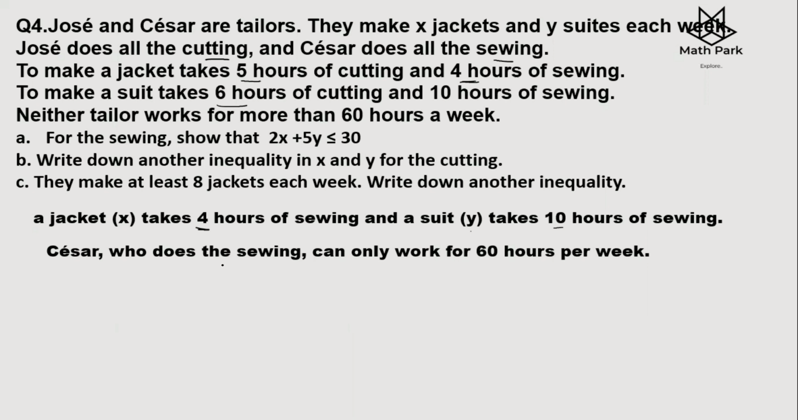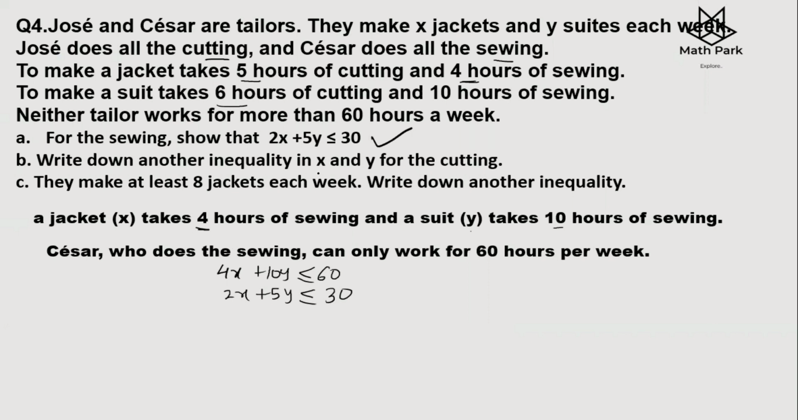So 4 hours of sewing per jacket is 4x, and 10 hours of sewing per suit is plus 10y, and he is working only 60 hours, not more than that. So 4x plus 10y is less than or equal to 60. Divide this throughout by 2. So 4x divided by 2 gives 2x, 10 divided by 2 is 5, so 5y, and 60 divided by 2 is 30. This is how we get 2x plus 5y less than or equal to 30, the first inequality represented by the given conditions.